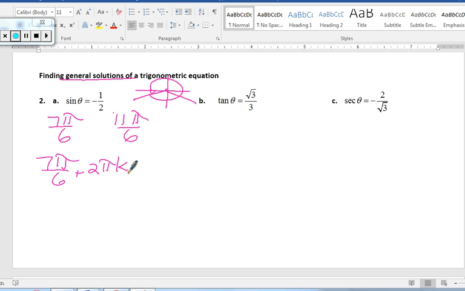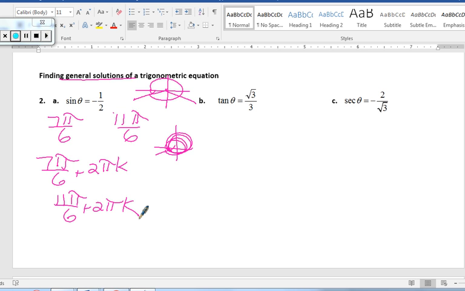K is going to stand for any integer number, saying we can go around once. From here, I could go around once, twice, 3 times, 4 times, an infinite number of times, and wind up with the same terminal side. We'll do the same for 11 pi over 6, adding the 2 pi k, and that's what's going to get us our general solution.